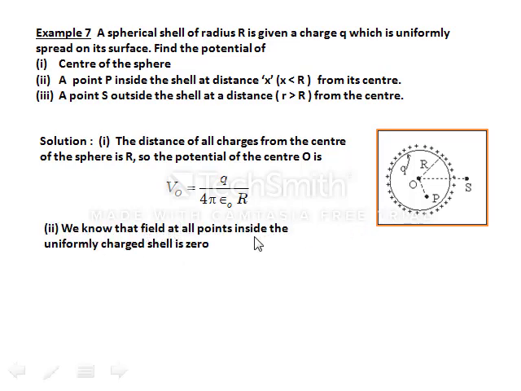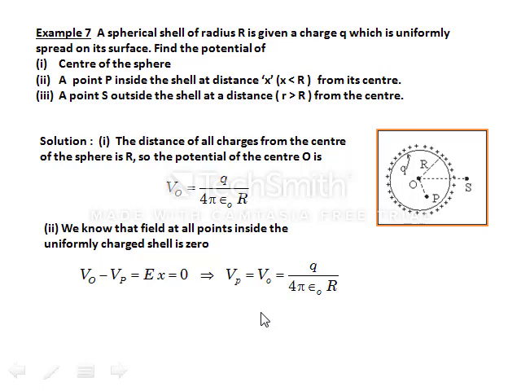We know that the field at all points inside the uniformly charged shell is 0. So this Vo minus Vp, the potential difference between 2 points, is electric field into distance, but the electric field is 0. So you have Vo minus Vp is 0, or Vo equals Vp. Vp is Vo, and we have already calculated this Vo. So we must remember that any point inside a uniformly charged spherical shell has the same potential as its center, and this is the value.